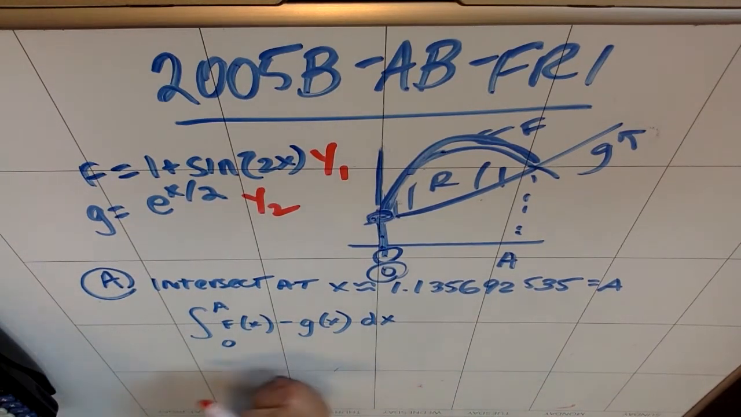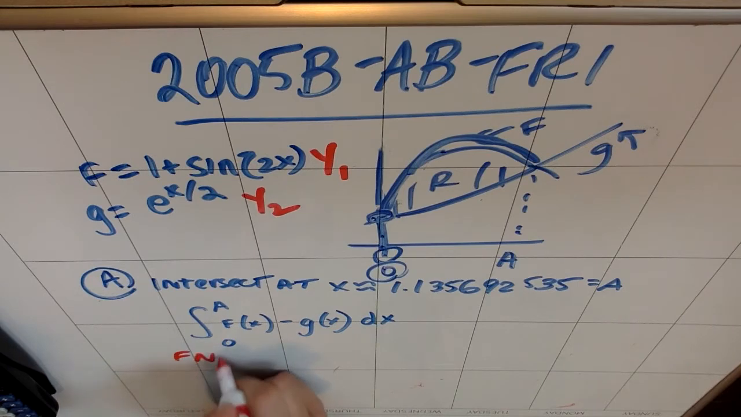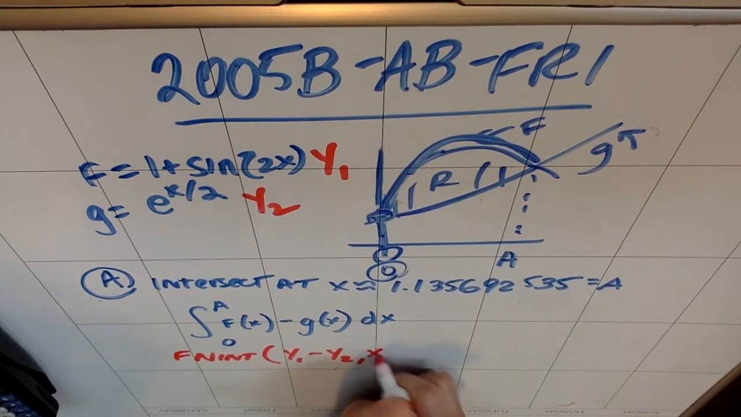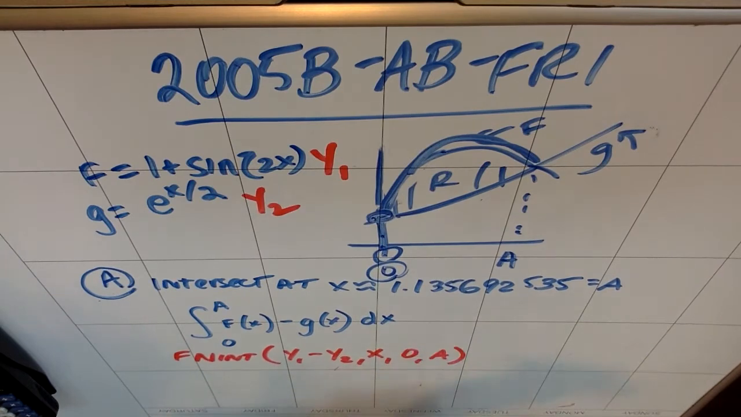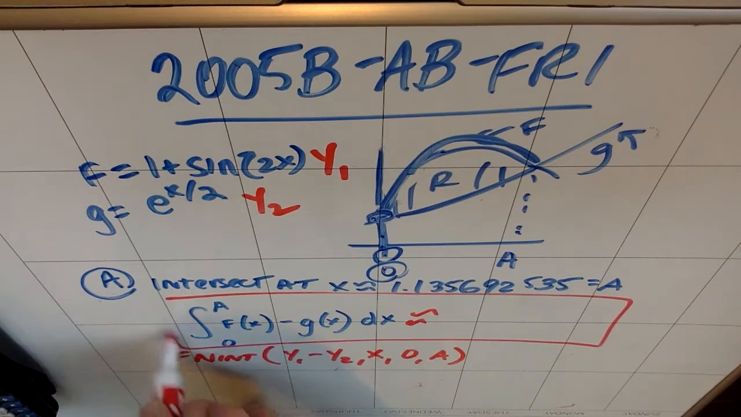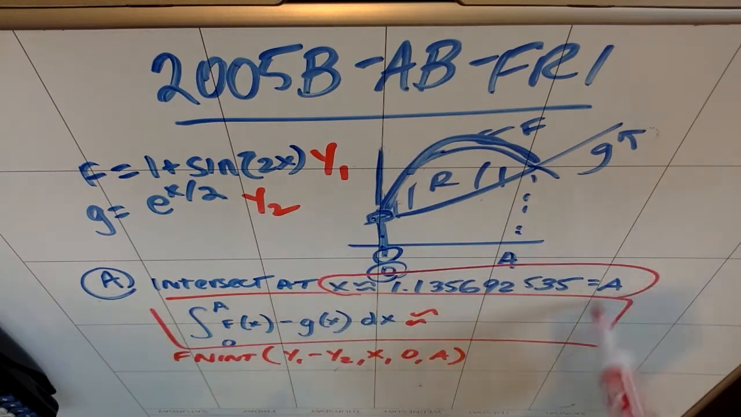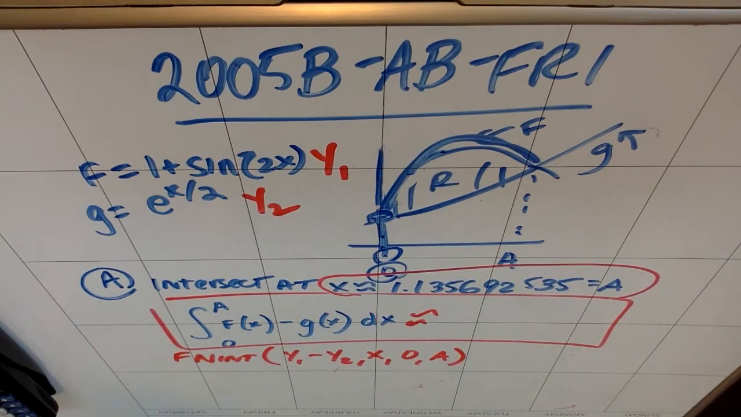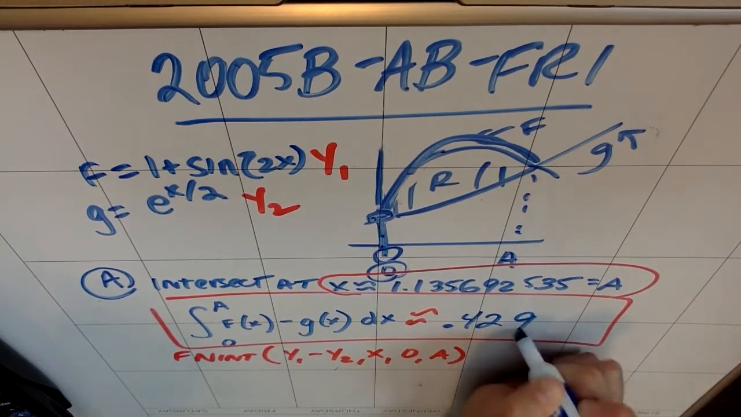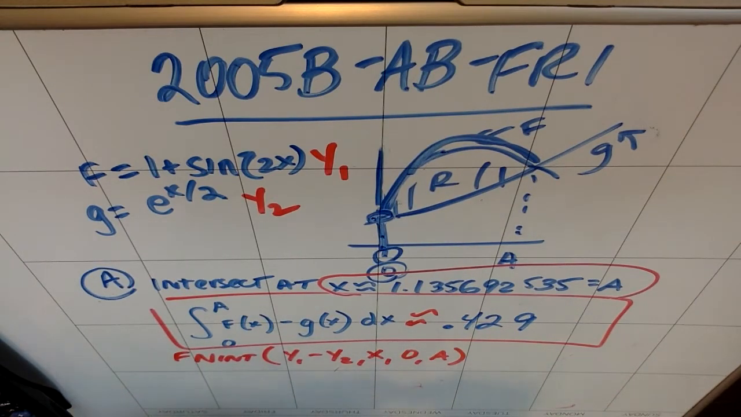What I'm typing in my calculator is math 9, which is function integrate, y1 minus y2, with respect to x, from 0 to the thing I stored as A. But the AP doesn't want to see that. The AP wants to see this setup. They need to see that you found the bound and gave us all the pieces to the integral, and then they just want you to type it. When you do that, if you go to 3 places, you're going to get an answer of 0.429, and that's what they care about.